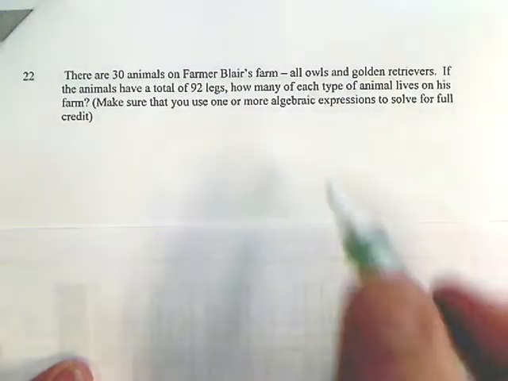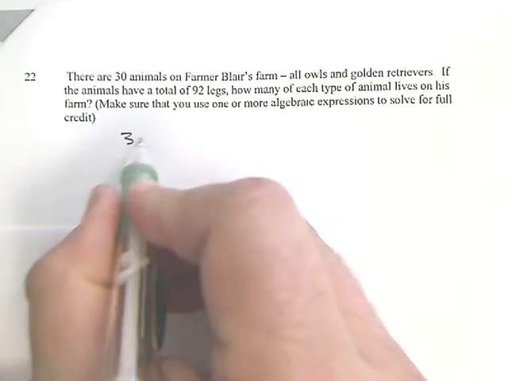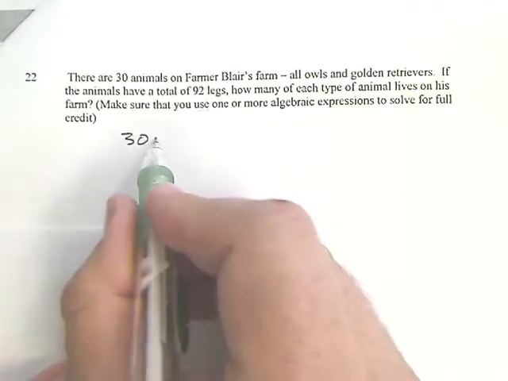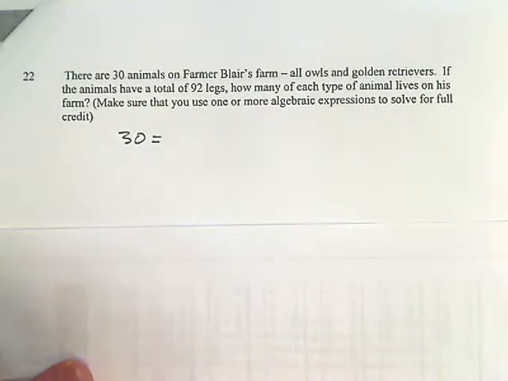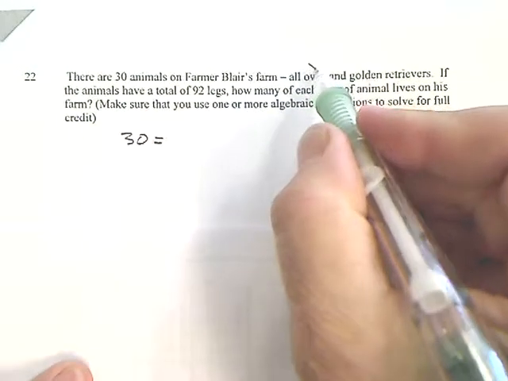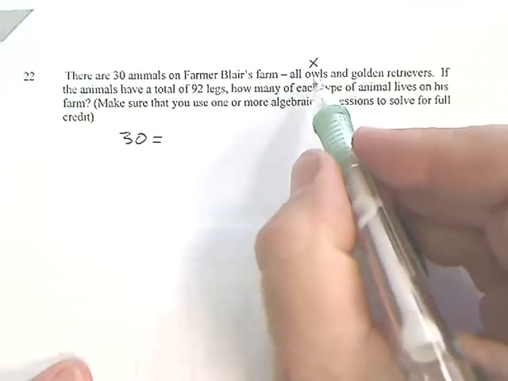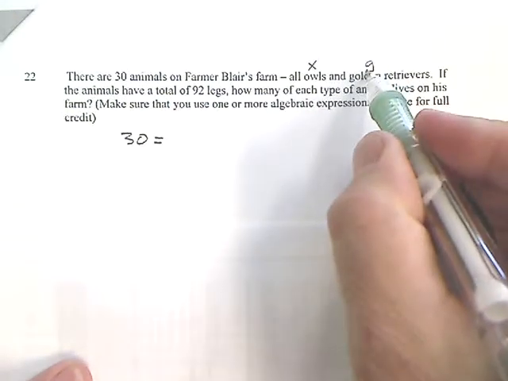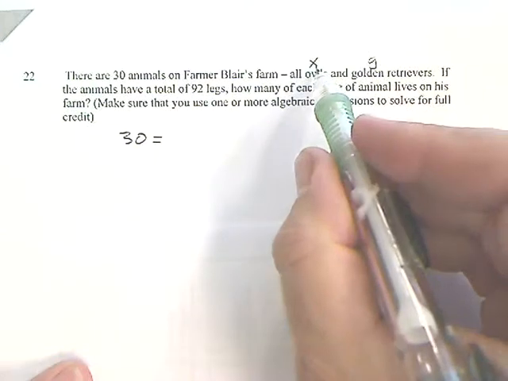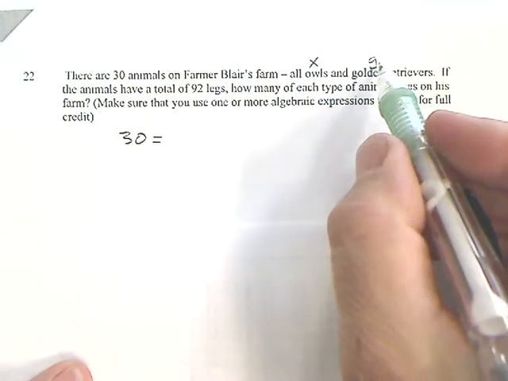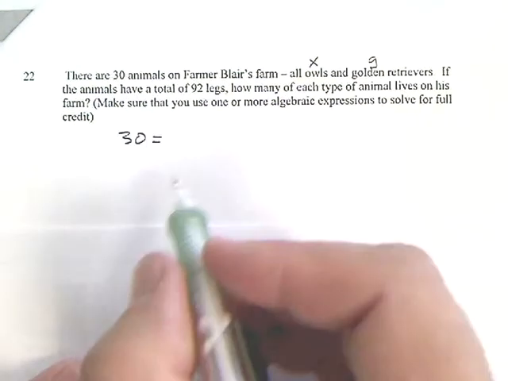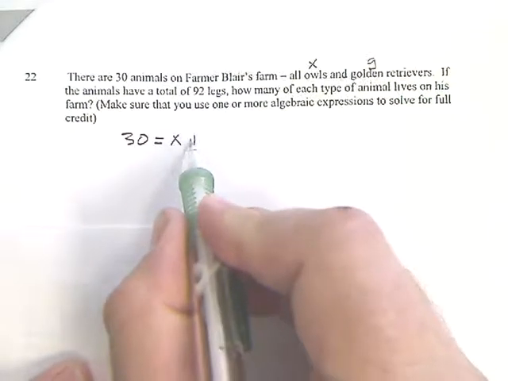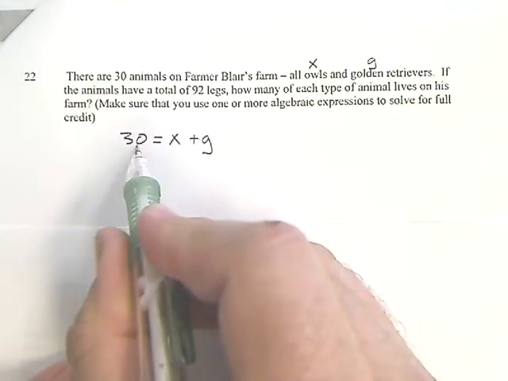Okay, now I know that there's 30 animals. Well, I'm going to call owls X because my O's look like zeros. And golden retrievers, I'm going to use G. So if I take the number of owls and add it to the number of golden retrievers, that would be all the animals. So I have number of animals plus number of animals equals number of animals.